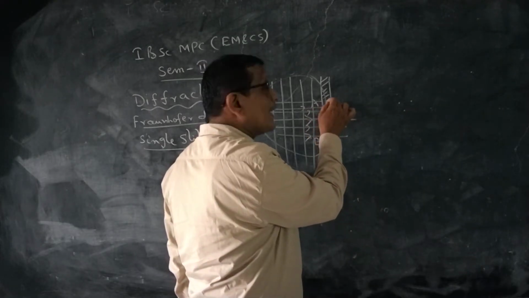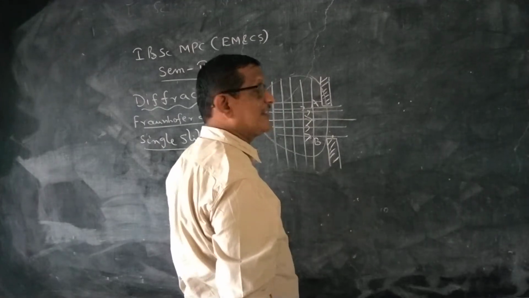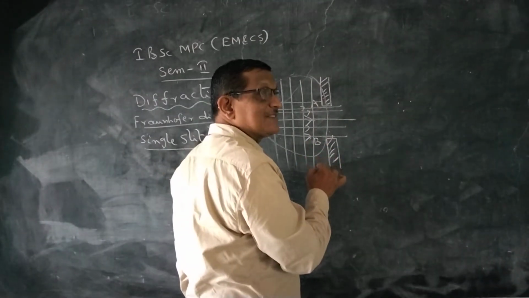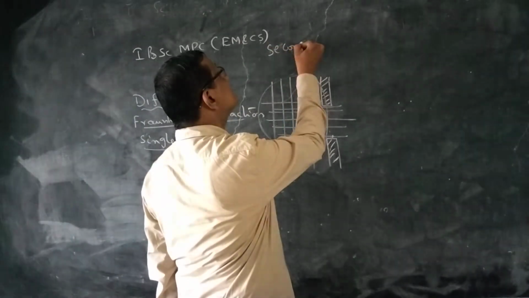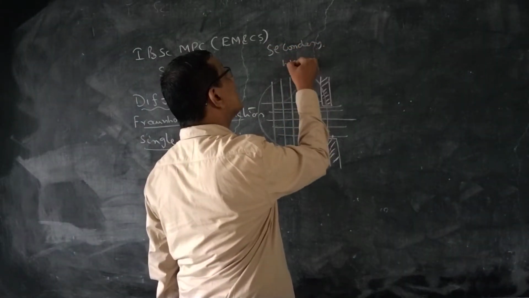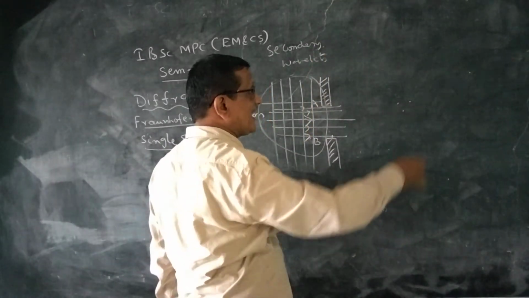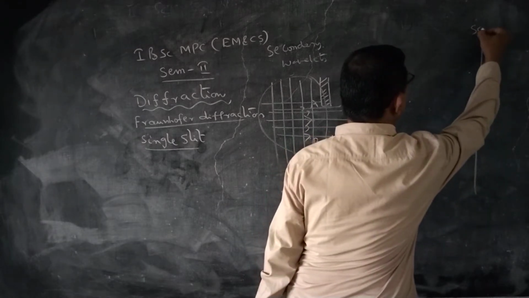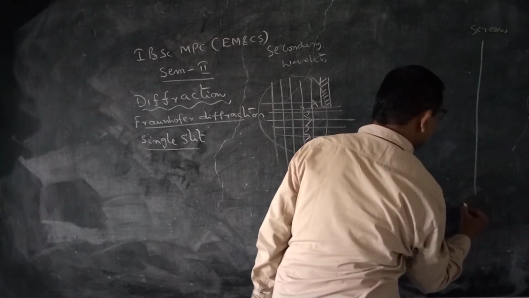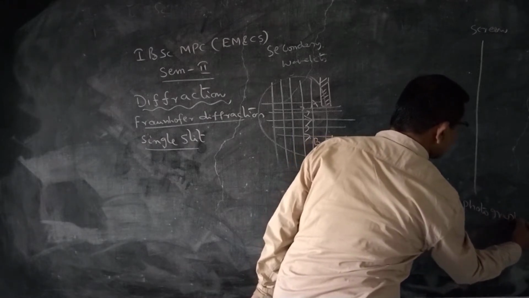each point on the wavefront, according to Huygens theory, acts as a source of secondary waves. These secondary wavelets interfere and produce a diffraction pattern on the screen. Let it be the screen or photographic plate.